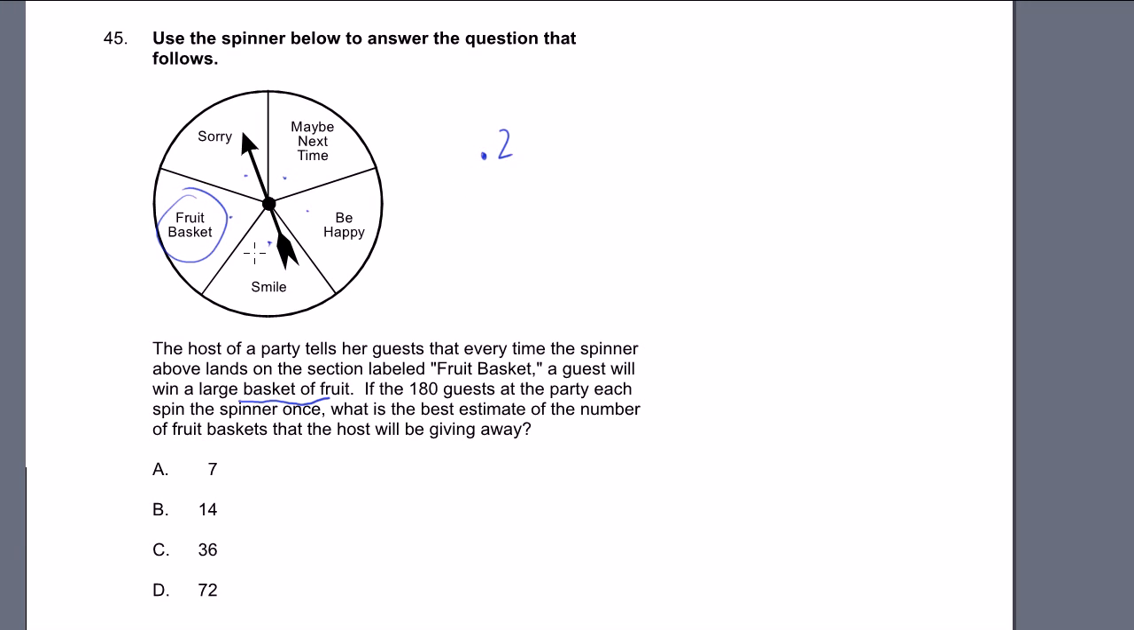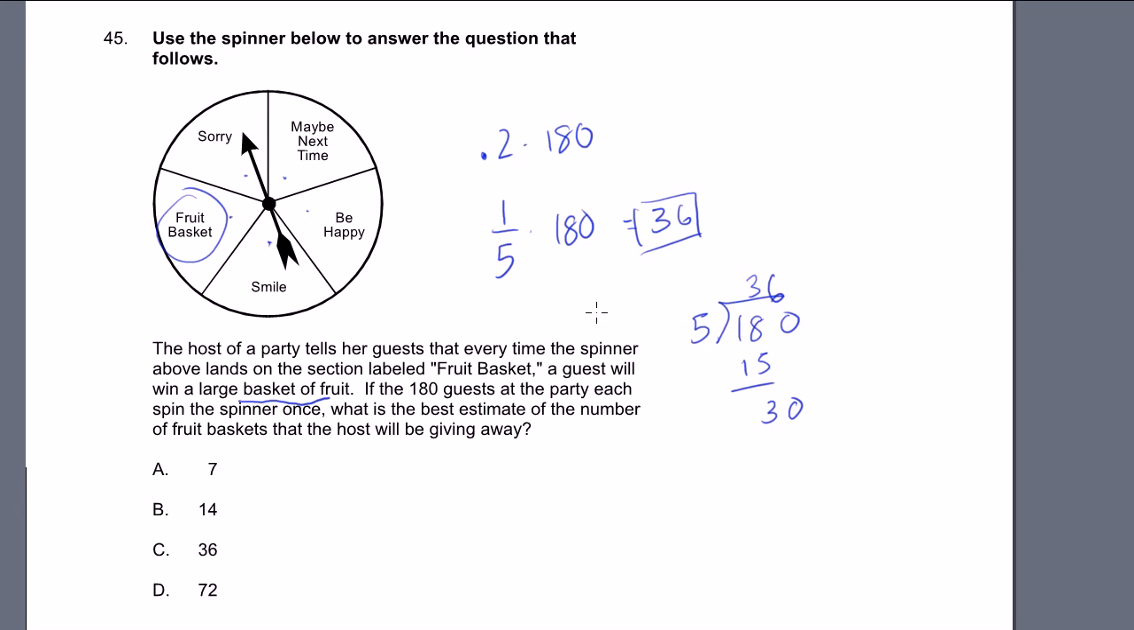So each person can almost pretend like they get 0.2 of a fruit basket. So they have 0.2, or maybe I should say they have a 1/5 chance. And then you have 180 of those people. So times 180. This would be the expected value, the expected number of fruit baskets I'm going to give away. So what's 1/5 times 180? Or well, how many times does 5 go into 180? 5 goes into 18 3 times. 3 times 5 is 15. 15 minus 15 is 3. 30, 36 times. So I would expect to give away 36 baskets.